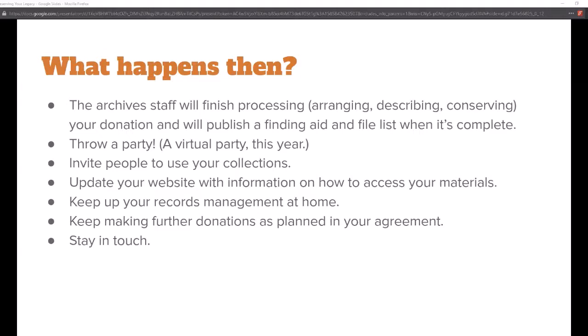You have an agreement for further donations most likely, so you need to keep up your records management at home, and you always want to stay in touch with the archives that has your stuff. You always want to be on their mailing list. You always want to know when things change. If they're doing fundraising, it's good for you to promote that too. Because who knows what could happen to them and their building in the future. So do stay in touch and keep that relationship alive.